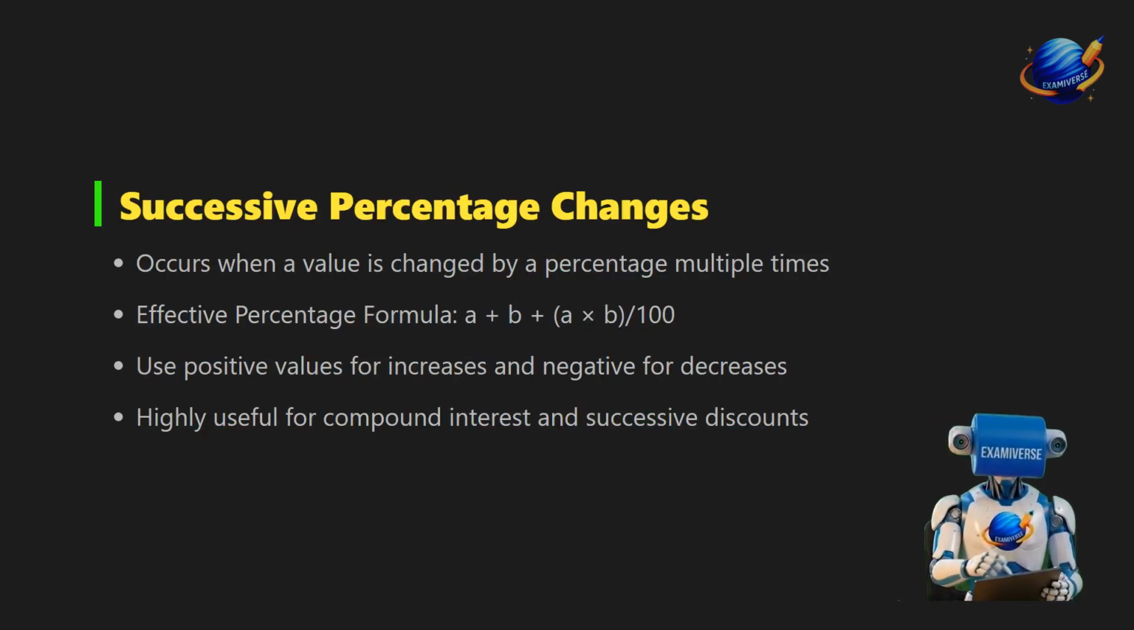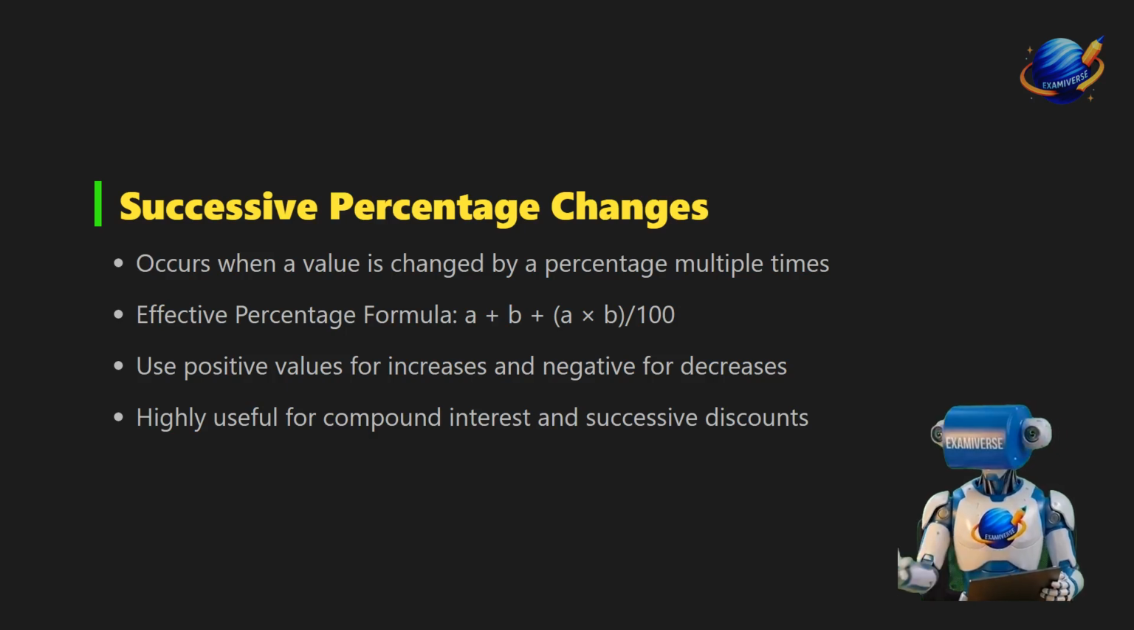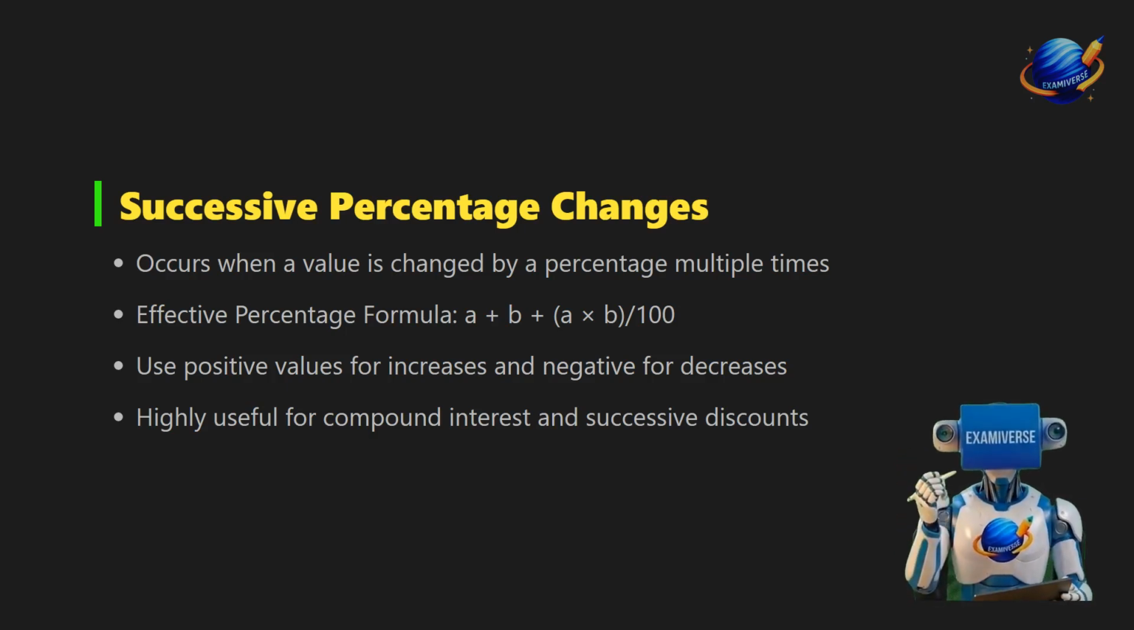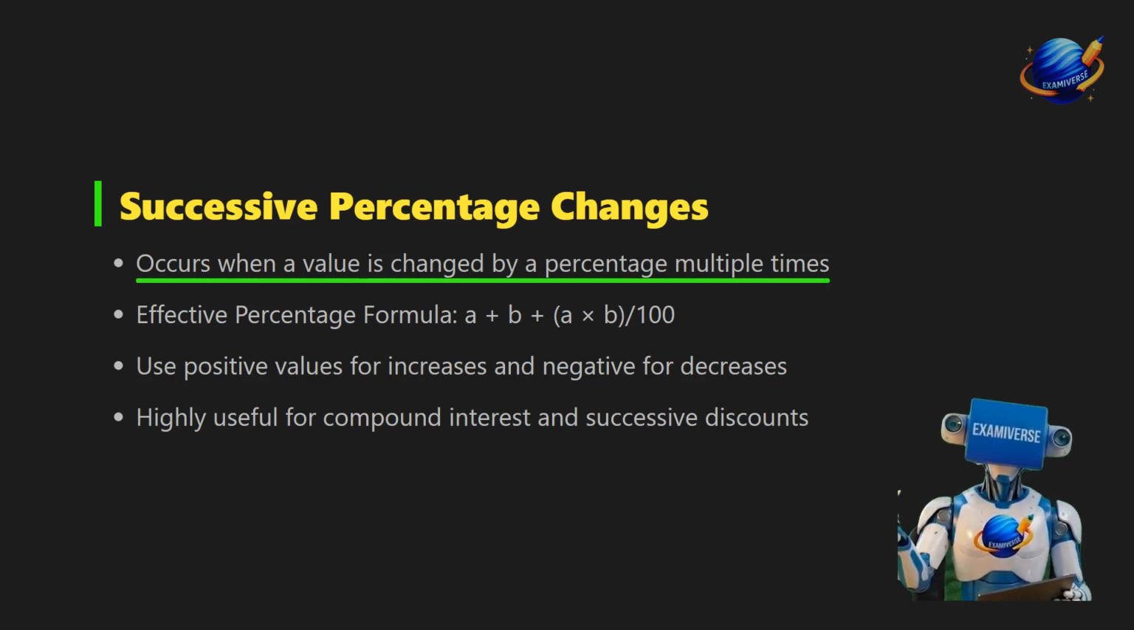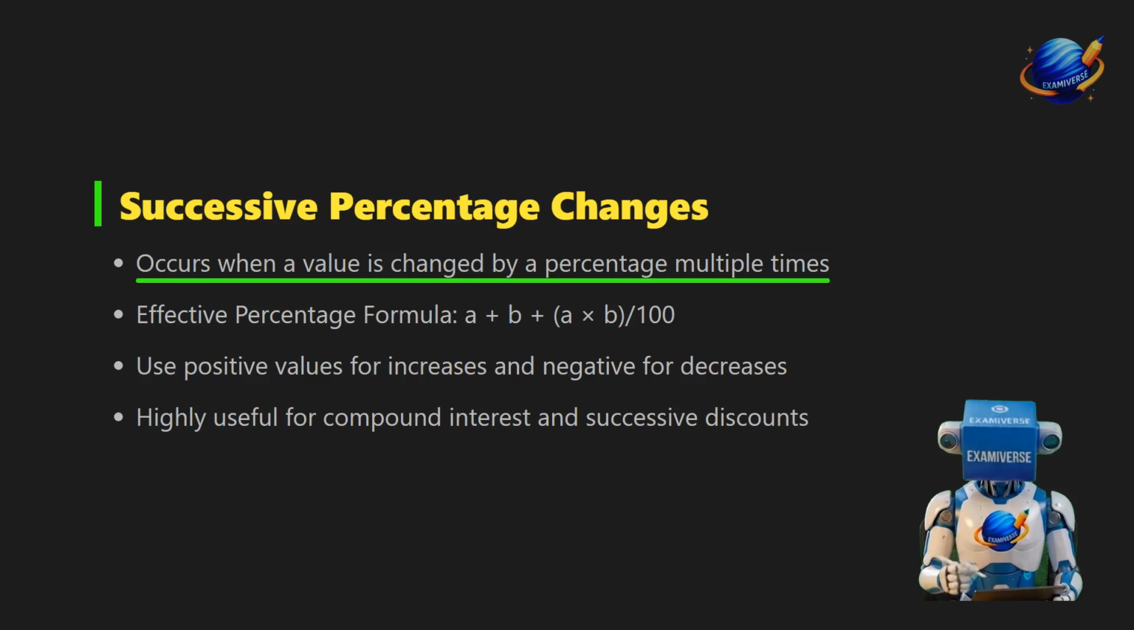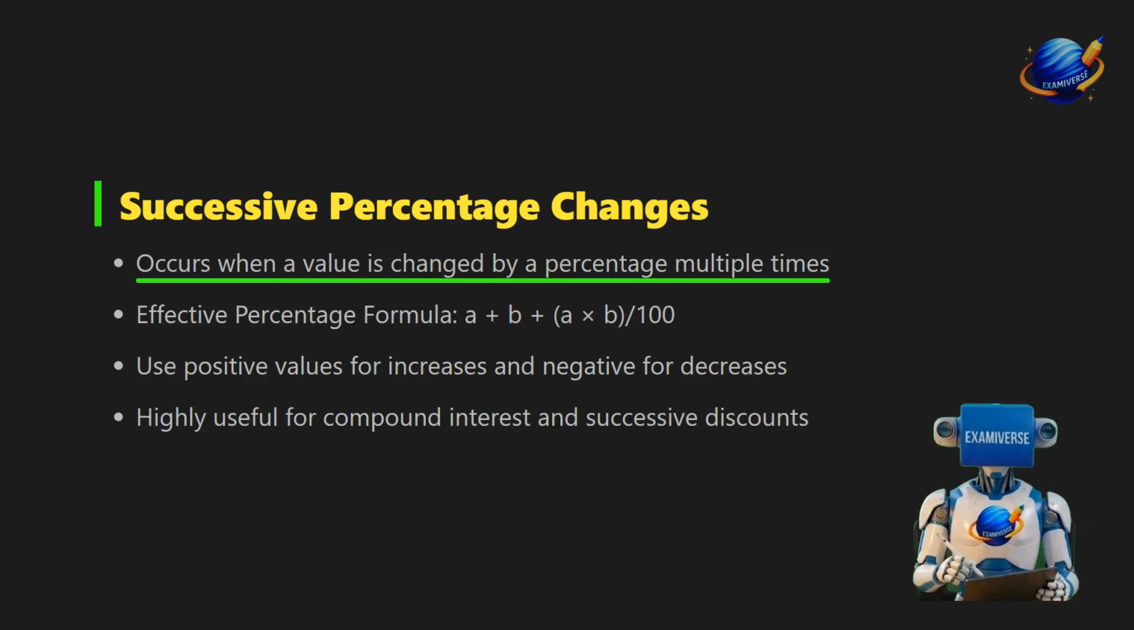Now, what happens when a value changes not just once, but multiple times in a row? This brings us to the concept of successive percentage changes. This occurs when a value is changed by a certain percentage, and then the new resulting value is changed again by another percentage. For example, a shopkeeper increases a price by 10% and then offers a 10% discount. Are we back to the original price?